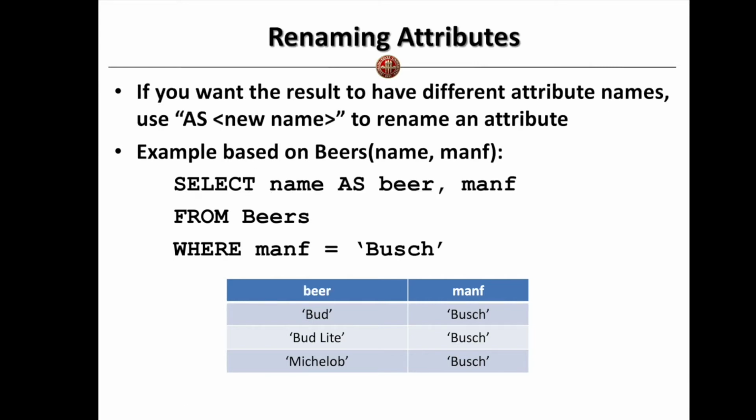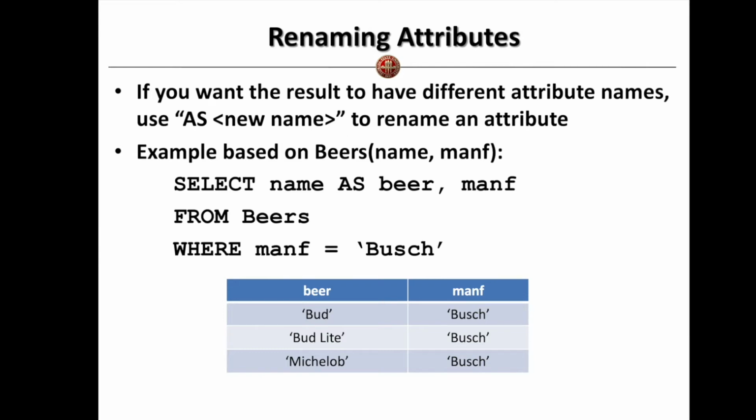Before, in the relational algebra, we mentioned we can have a function called renaming, right? Renaming both the relation and attributes. And we will implement that in SQL as well. So we can rename some attributes. The way we do rename is like this. If we want the result to have different attribute names, then we can use AS followed by a new name for the attribute to rename an attribute.